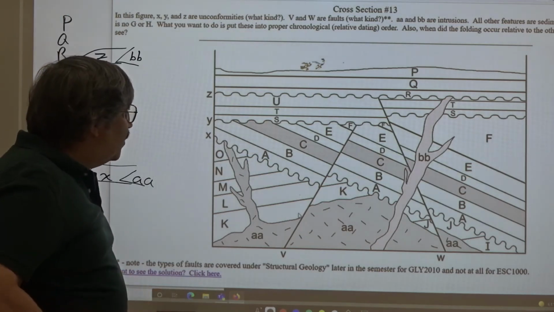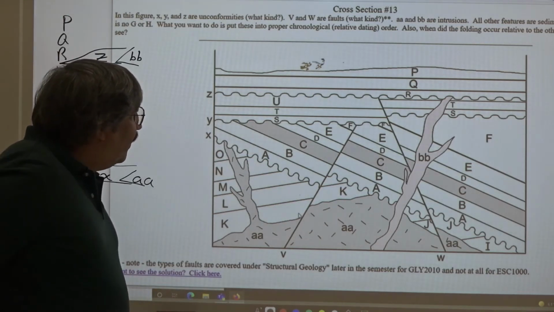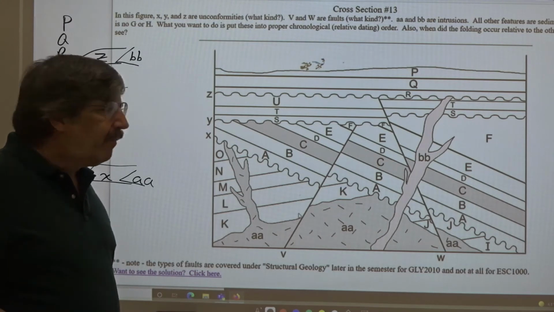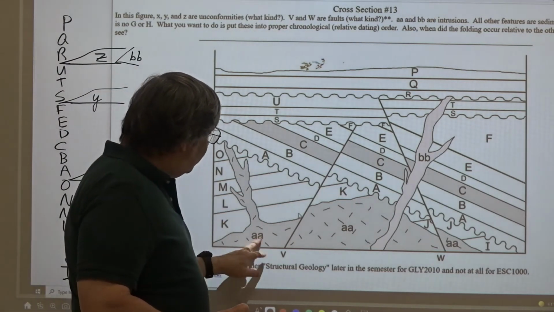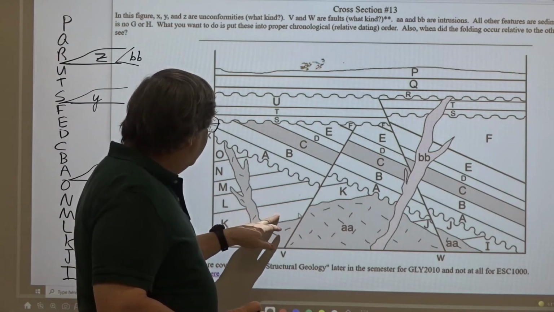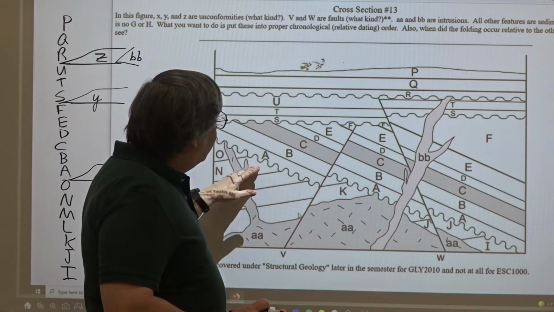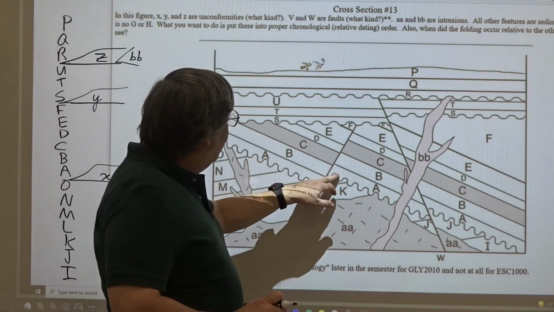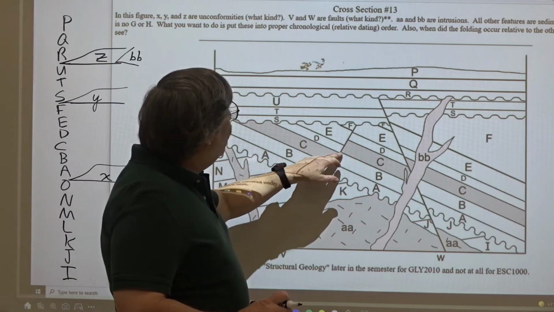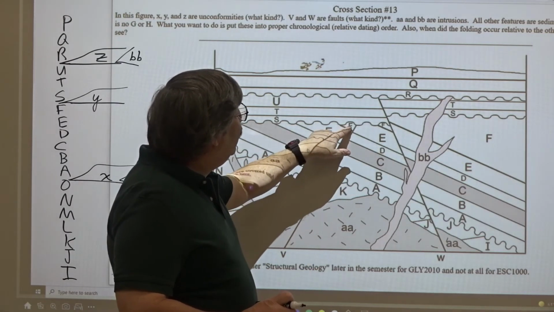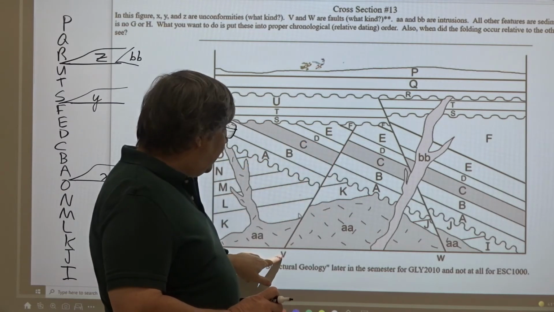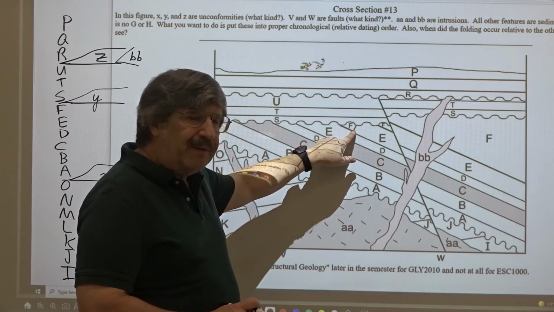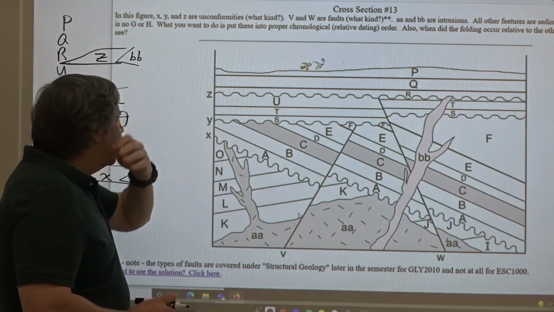The last features that we can look at are the faults. And let's look at fault V first. Fault V, notice it cuts through AA, it cuts through K and L, it cuts through the unconformity X, it cuts through all of these sedimentary layers, including F. And so V must be younger than F through the principle of cross-cutting relations.